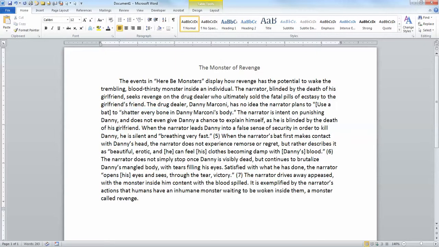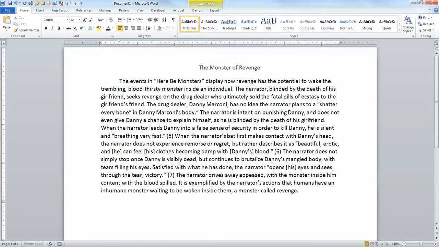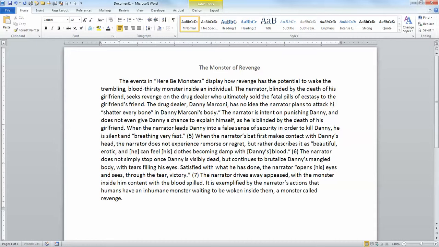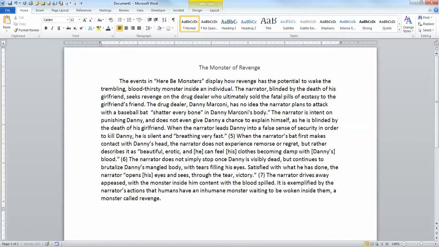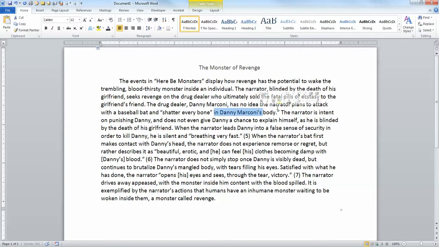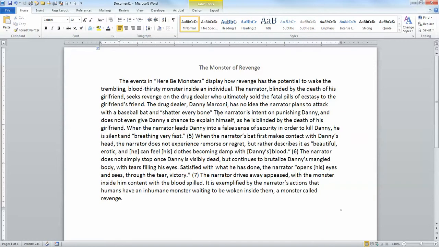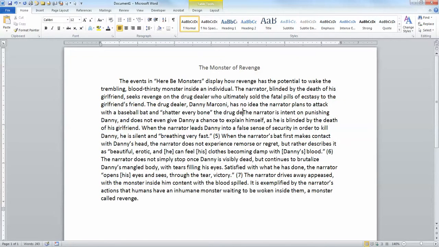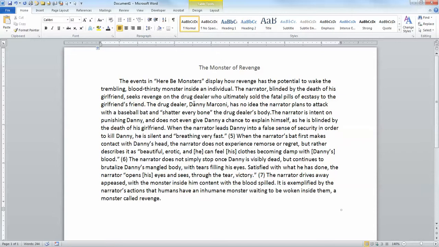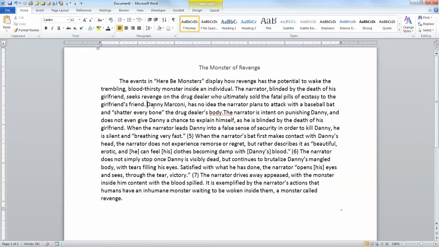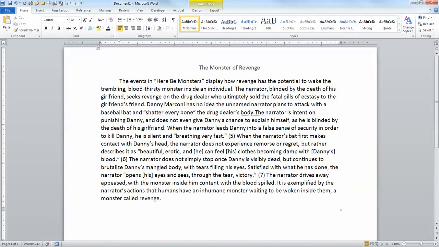So what I'm going to do instead is put that within my own sentence, and I'm going to paraphrase the rest. So the drug dealer, Danny Marconi, has no idea that the narrator plans to attack with a baseball bat and shatter every bone in the drug dealer's body. And then simply I can eliminate drug dealer from the beginning, and now I have: Danny Marconi has no idea the unnamed narrator plans to attack him with a baseball bat and shatter every bone in the drug dealer's body.